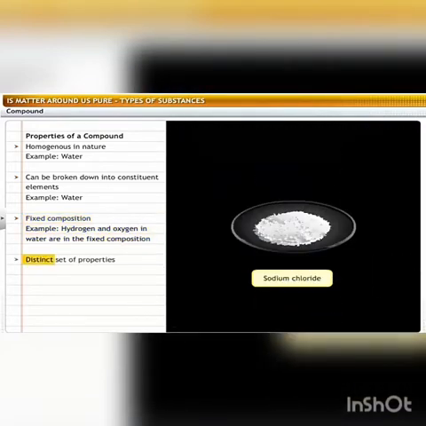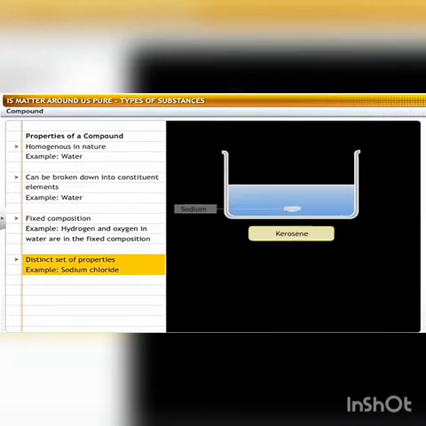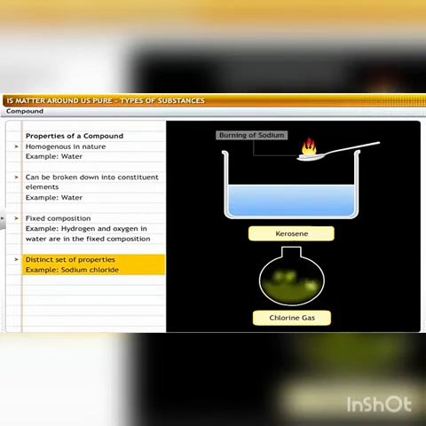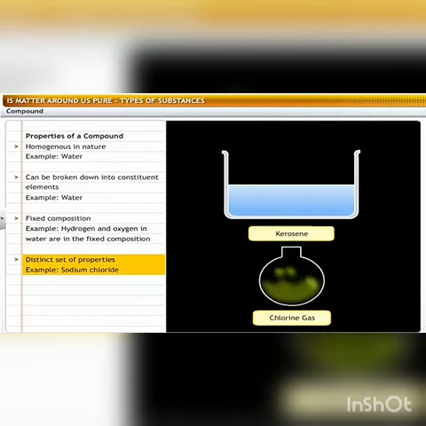A compound has a distinct set of properties which is not similar with the properties of its constituent elements. For example, sodium chloride, table salt, is a harmless substance which is a white crystalline solid. On the other hand, its constituents, sodium, is a greyish-white solid, and chlorine is a greenish-yellow gas that are potentially dangerous. Sodium is a highly reactive metal which catches fire when exposed to air, and chlorine is highly poisonous. From this we can say that compounds exhibit a distinct set of properties.